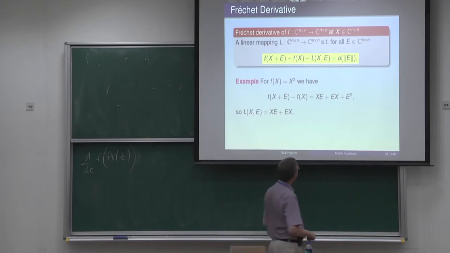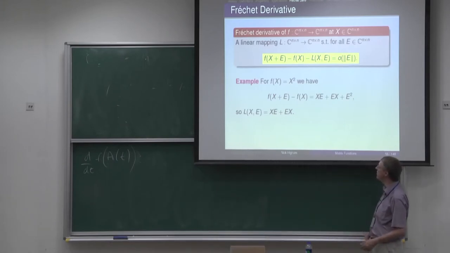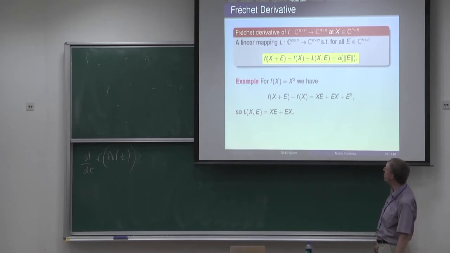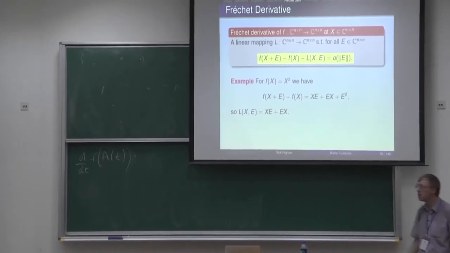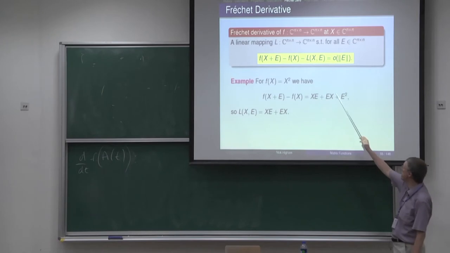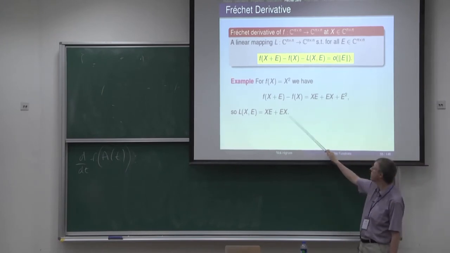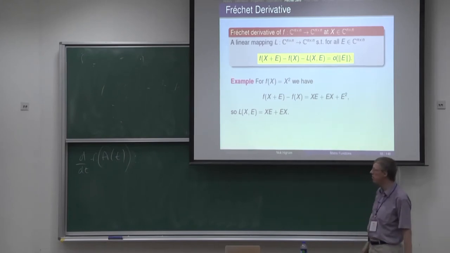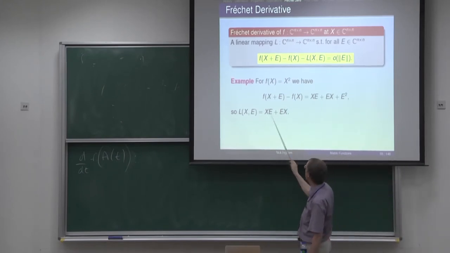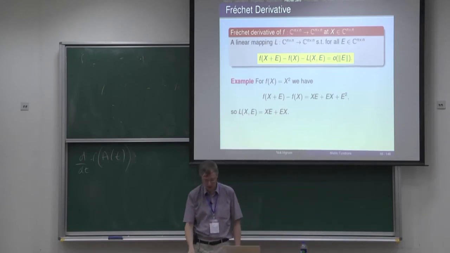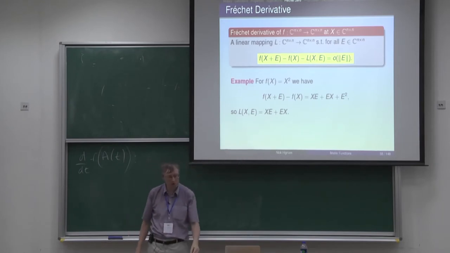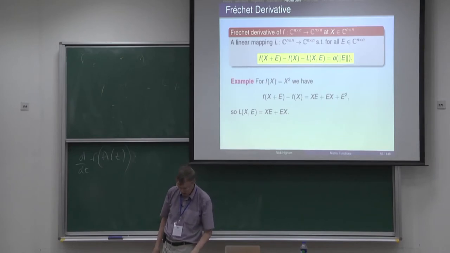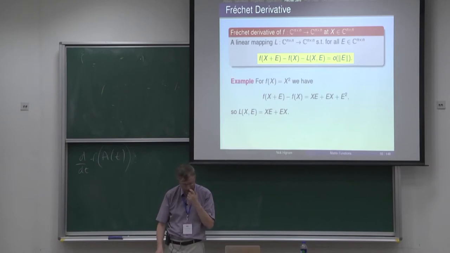And often you can just compute this from the definition. So if we take f of x equals x squared, for example, and we look at f of x plus e minus f of x, then we get this as the difference between the original and perturbed function. The Fréchet derivative is the linear part of that, so xe plus ex is our derivative. And this e squared is just part of the little o of norm e. Okay, so that is the Fréchet derivative of the function x squared. And of course we're not assuming that x and e commute. E is an arbitrary perturbation to x. Okay, so that's the basic definition.